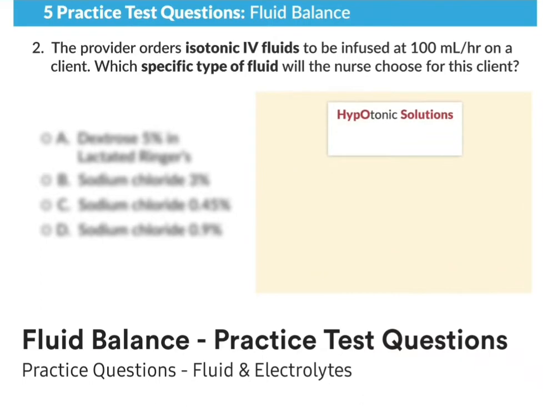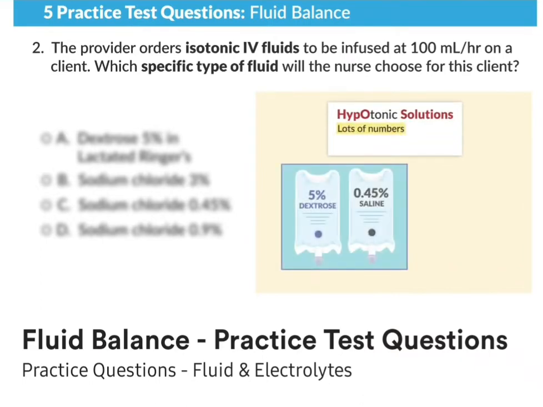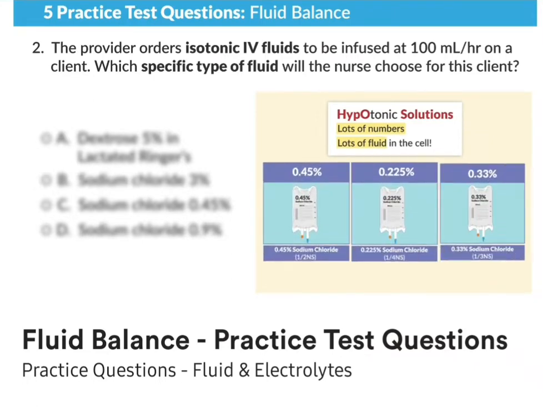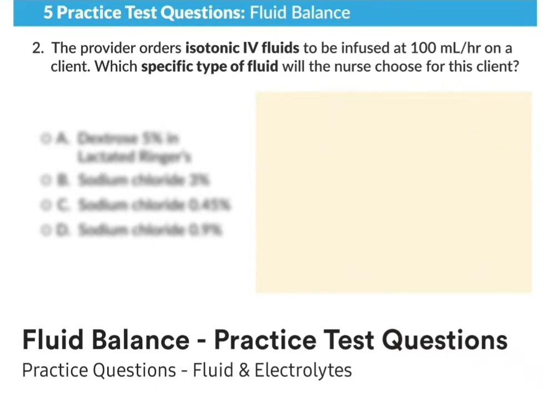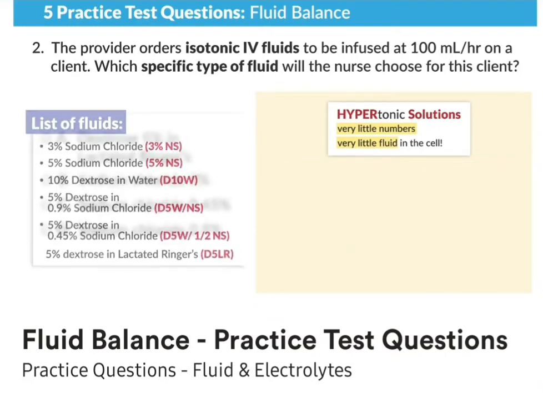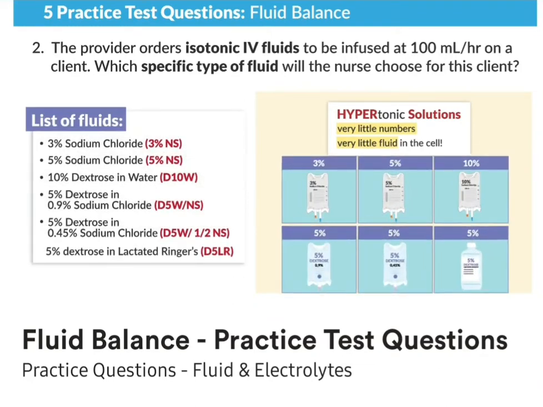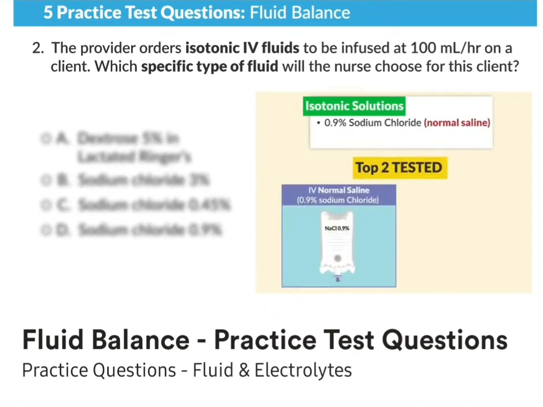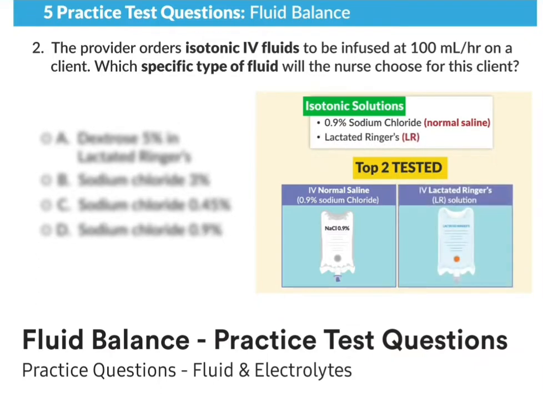So remember, hypotonic solutions, we have lots of numbers. So lots of fluid inside the cell. As you can see, all the numbers here, we just have a lot of numbers, 4, 5, 2, 2, 5, and 3, 3. And on the other side of hypertonic solutions, we have very little numbers, so very little fluid inside the cell. So just look at the numbers. A bunch of 3s, 10s, 5s, not a lot of numbers as compared to hypotonic solutions. But that was a little side note. So once again, isotonic solutions, just remember 0.9% sodium chloride, that normal saline, and lactated ringers.